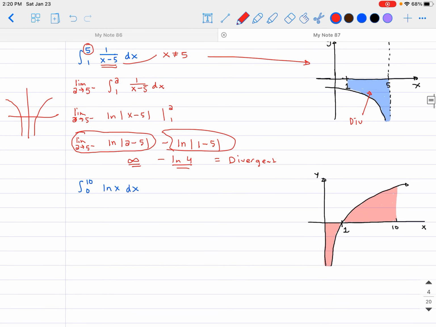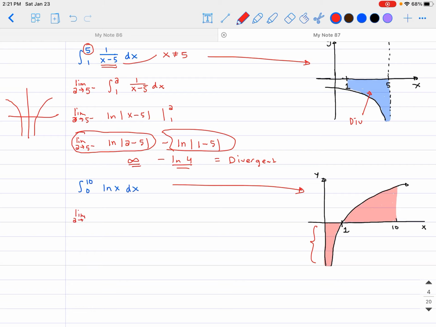In the next one, we have the integral from 0 to 10 of ln of x dx. Note that you can see the graph once again on the right-hand side, and what I'm actually asking for. In this case, is this going to be convergent or divergent? Because I want to know what's happening with this little area underneath. Once again, it is undefined at x equals 0 because you cannot take the ln of 0. So we'll change this into an improper integral.